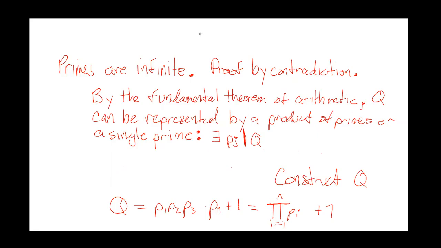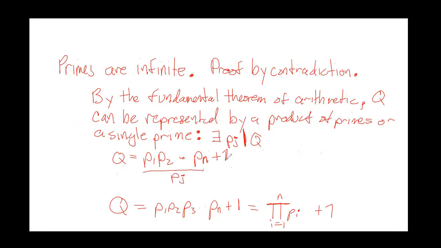So let's look at Q here. Since Q is equal to p1 times p2 dot dot dot times pn plus 1, if pj divides Q, it must divide this portion of Q and this portion of Q. Clearly, if pj is in this list, it will divide the product of all of our primes here. However, in order for pj to divide Q, pj must also divide 1. The only number that will divide 1 is 1, which is not prime. So pj is not in our list, and so pj is a prime.